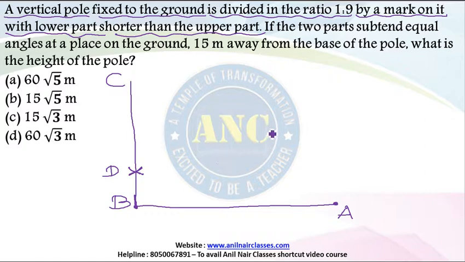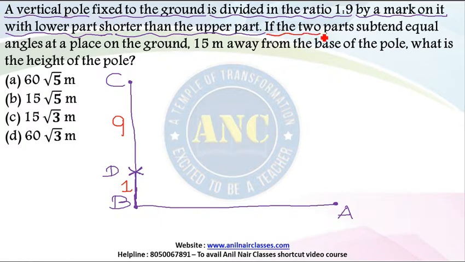Now, this vertical pole BC is divided in the ratio 1:9 with the lower part shorter than the upper part. The lower part is the shorter value, the upper part is the longer value. That means, can I say that BD value is 1 and DC value is 9. 1:9 is what it is divided into. BD value 1 and DC value 9.